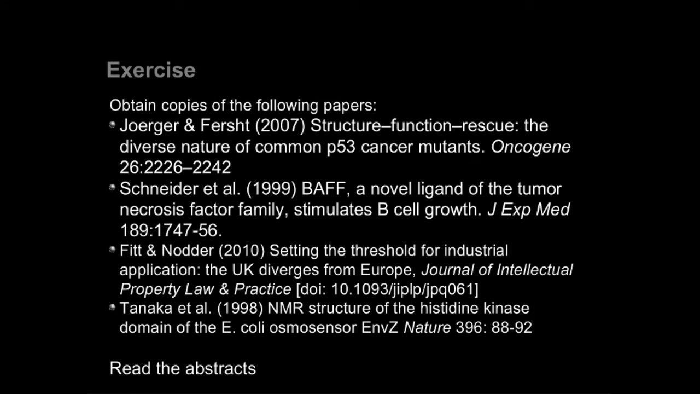At this point I want to have a very brief break while you take a look at some papers that we're going to look at next in the examples. So again, just obtain the papers and read the abstracts, and then we'll come back to look at them.